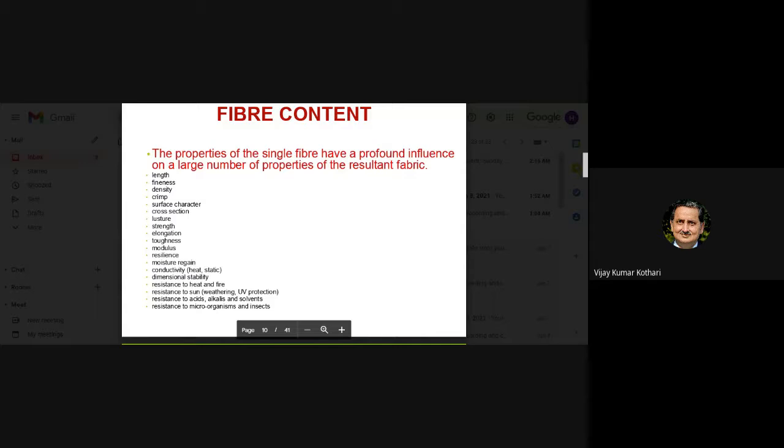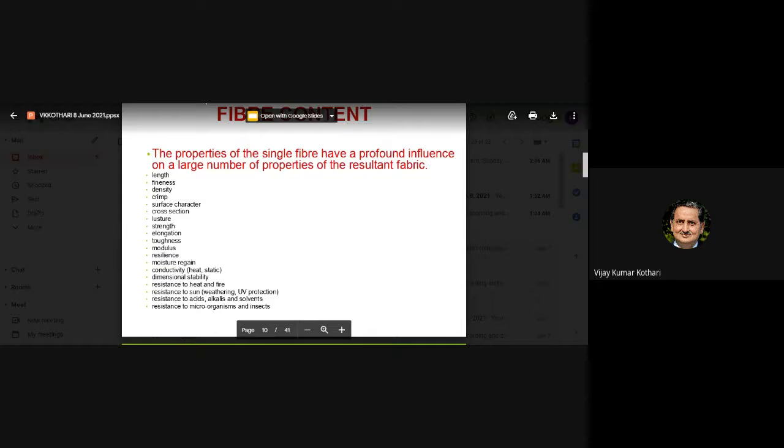And the first one is obviously the fiber selection or the fiber content. We have many types of fibers available. We have fibers of natural origin, which could be plant-based fibers, which could be animal-based fibers. We have regenerated fibers, and synthetic fibers. We could really make fibers from metals, ceramics, and all the other types of materials which are available to us. So there's a very wide range of fibers, and the selection of these fibers obviously becomes one of the very important components in deciding what properties we would really end up having in the fabric.